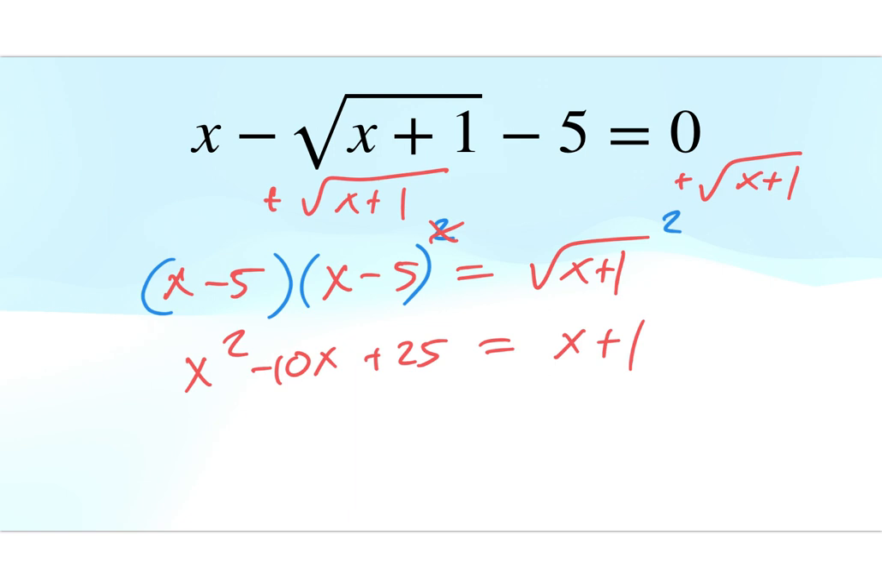You may or may not do it that quickly. Be careful to not just call it x squared plus 25. There is a middle term when you FOIL it out. And now I've got a quadratic.